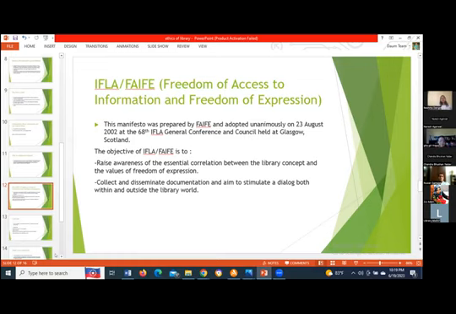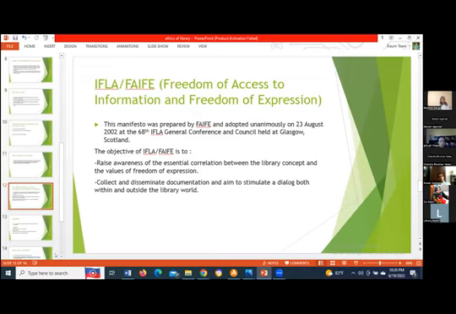IFLA, freedom of access to information and freedom of expression. This manifesto was prepared by IFLA and adopted unanimously on 23rd August 2002 at the 68th IFLA General Conference and Council held at Glasgow, Scotland.